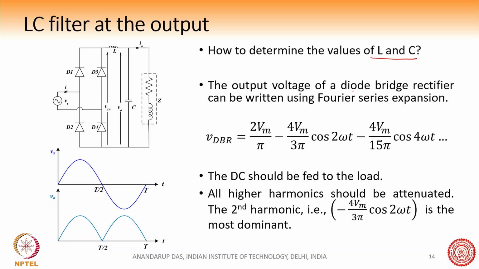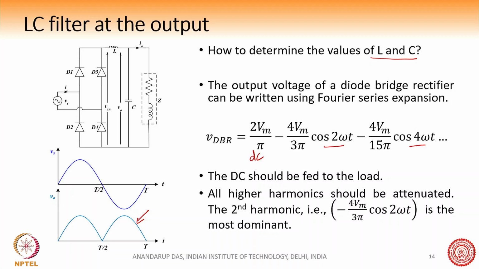The output voltage of this diode bridge rectifier, if you do the Fourier series expansion, I will not do it here, and I will leave it to you as an exercise. You can see any book, you can do the Fourier analysis of this waveform, and you will find that all the even harmonics will come in the output. This is the DC component, and there are all these even harmonics coming at the output.